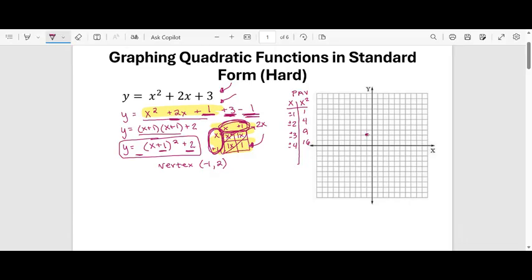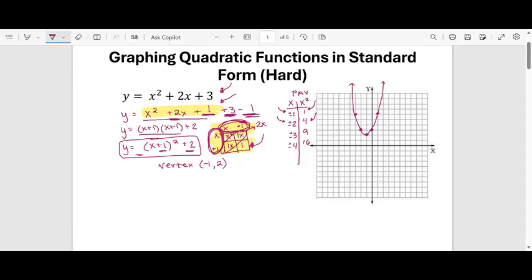From my vertex, which is the point on the graph, I can go left or right 1 square and up 1 square from my vertex to make my U-shaped parabola. After that, I can go left and right 2 squares from my vertex, up 4 squares, and plot my points. And then, of course, left and right 3, up 9 is going to go off the graph, so I can stop right there and draw in my lines and arrows. So that's what my graph looks like.